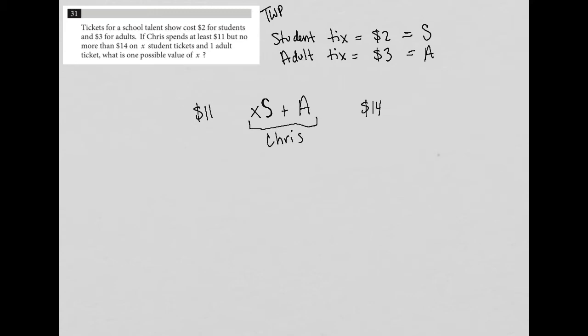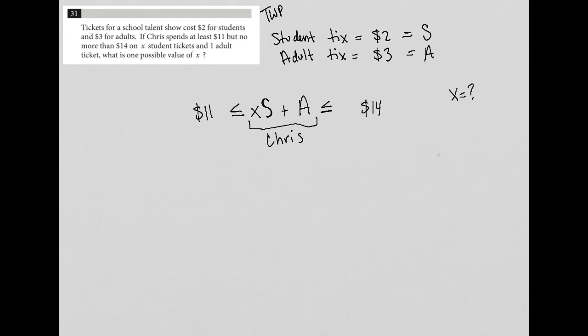And we know that this value is going to be greater than or equal to 11, right? At least 11. But it's going to be less than or equal to 14. So that's the translation of the sentence that I just read. What is one possible value of x? So we're trying to figure out what x is.